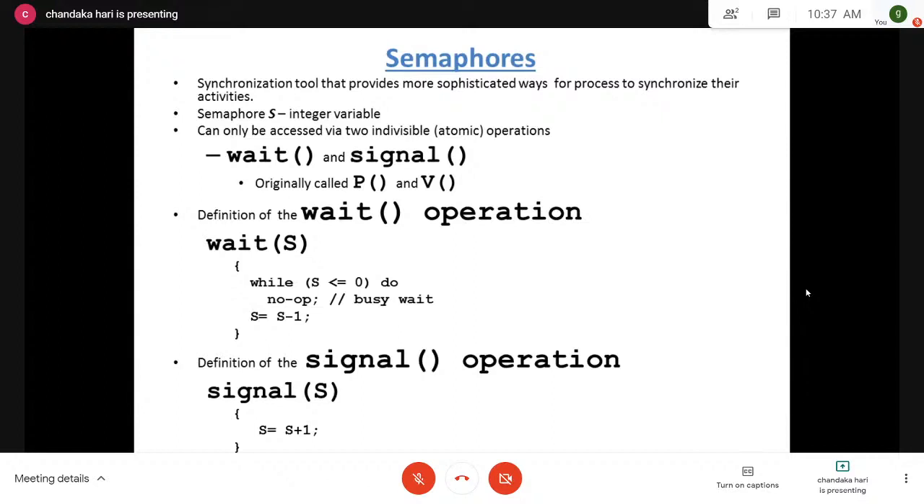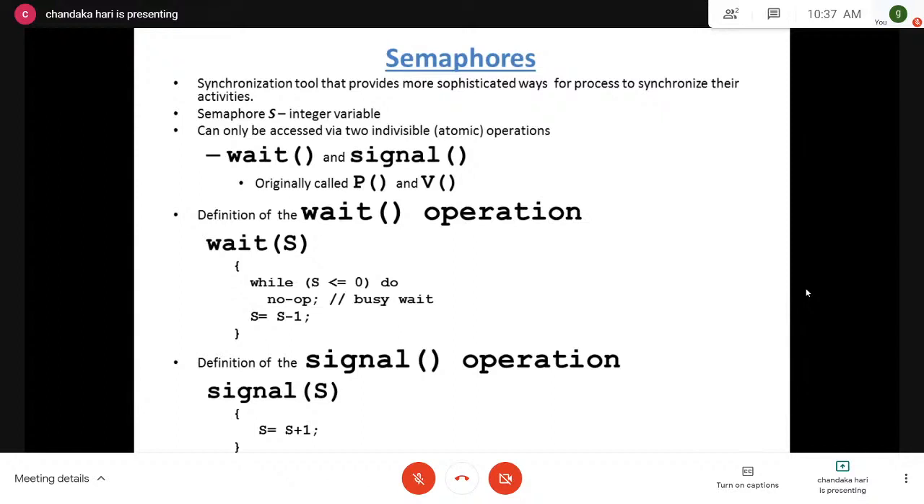Suppose process P1 makes a request to the operating system: I want X. Then the operating system immediately checks the value of the semaphore of X. The semaphore X value is now 1, which implies that at present it is not accessed by anyone. Then it immediately allocates X to process P1, and after allocating, the semaphore value becomes 0.